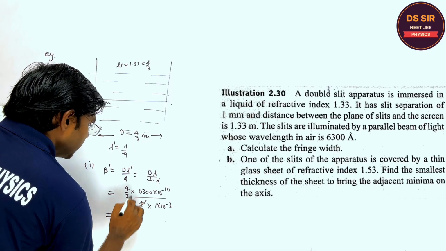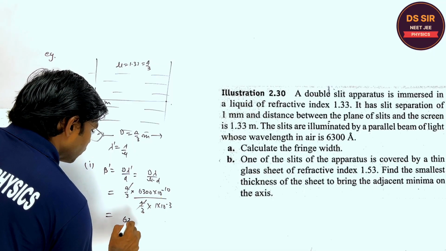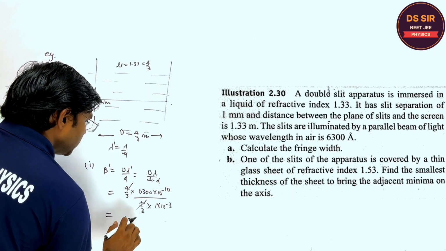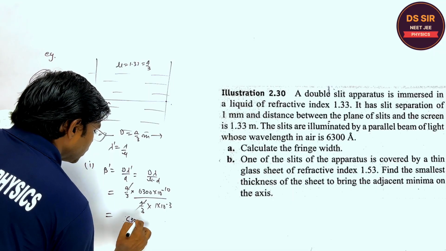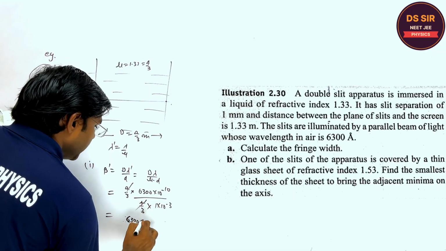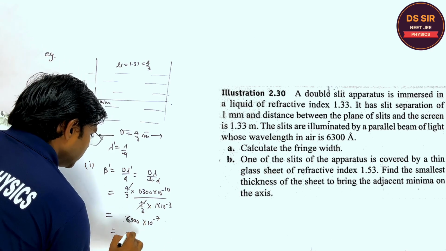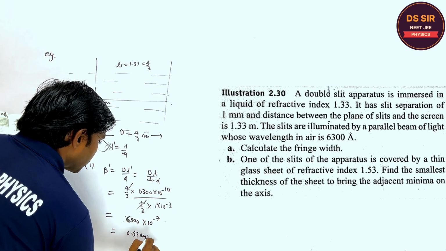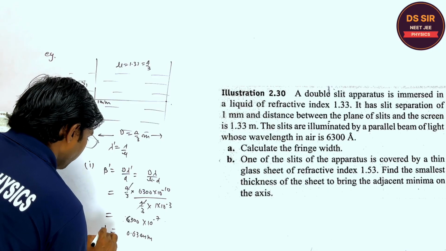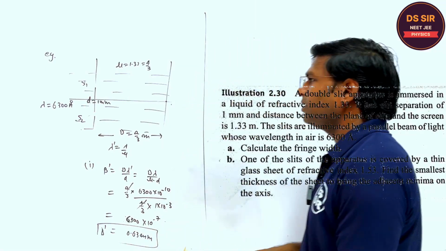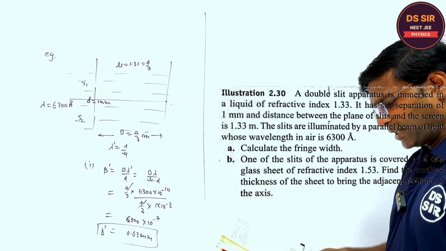So what is the answer? It will cancel out. 6300 into 10 to the power minus 7. Right. And this is 0.63 millimeter, the fringe width in this case. Copy this. So this is the fringe width beta dash, right?